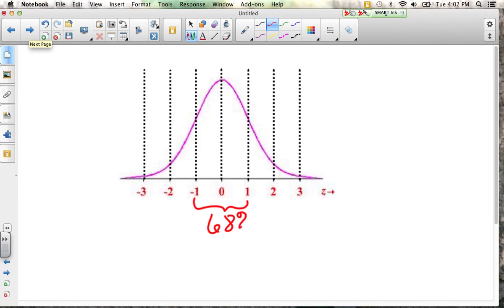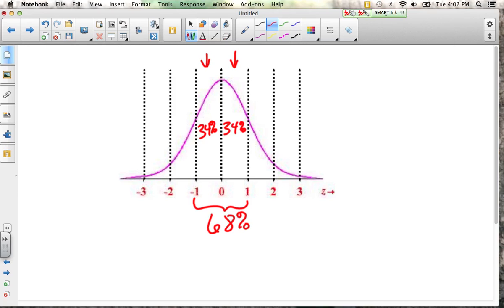Now, if you recall, this normal graph is symmetrical. And because it's symmetrical, that means this portion and this portion are identical. Okay? Now, since they are identical, these two areas should be the same. So half of 68 is going to be 34%. All right? So those two are 34%.